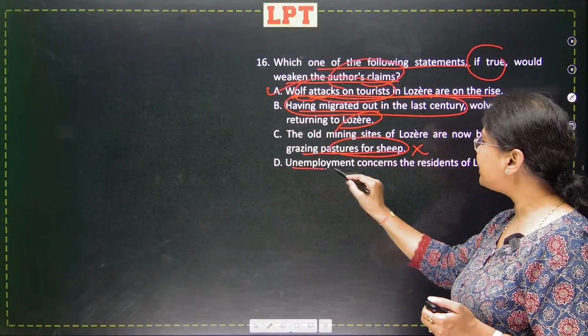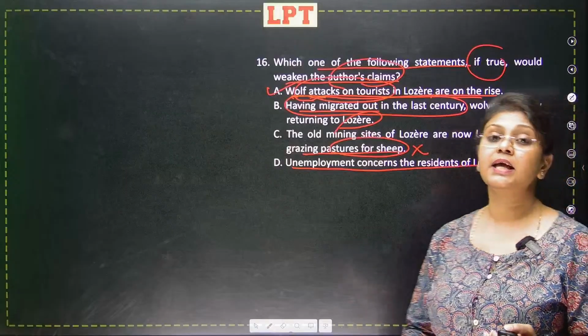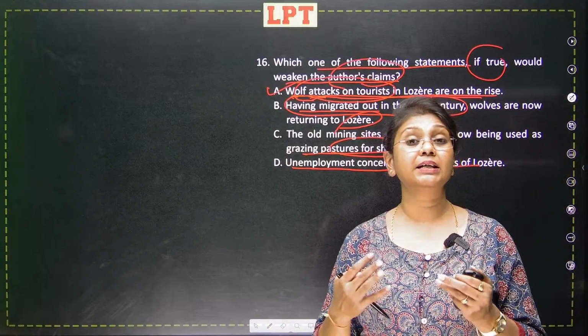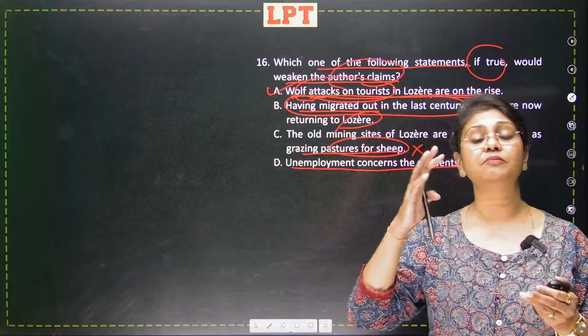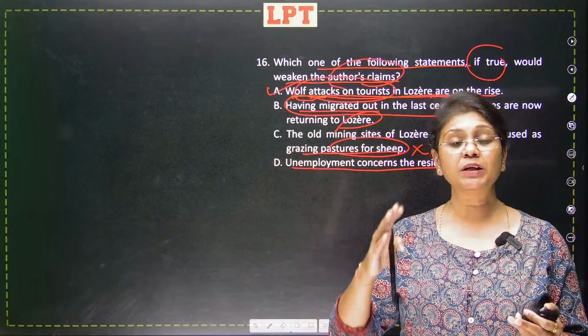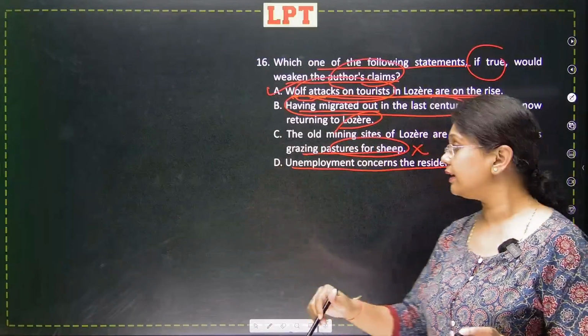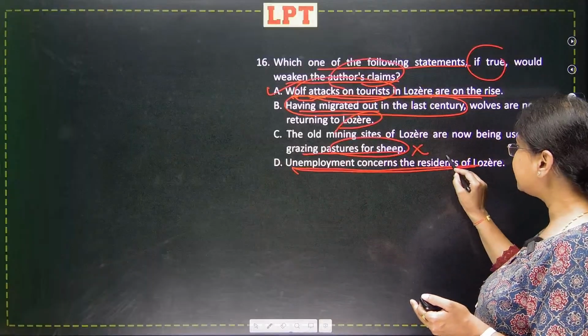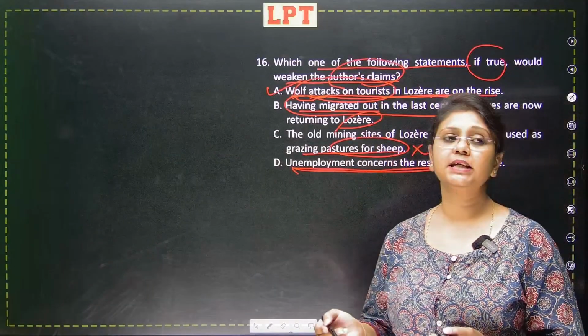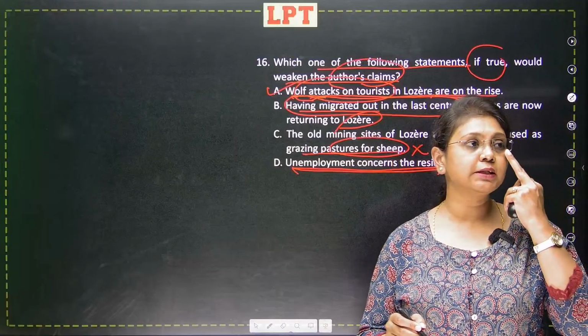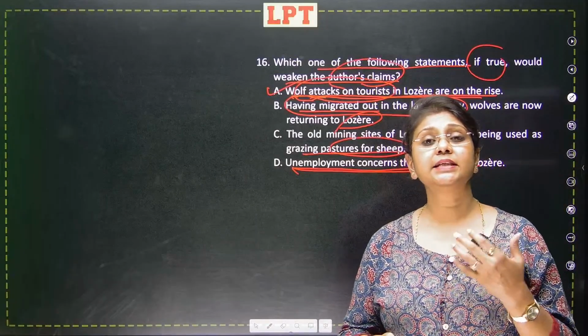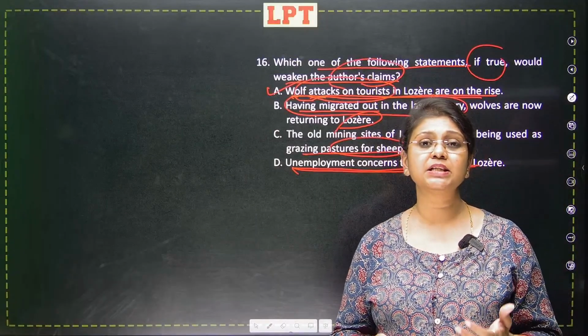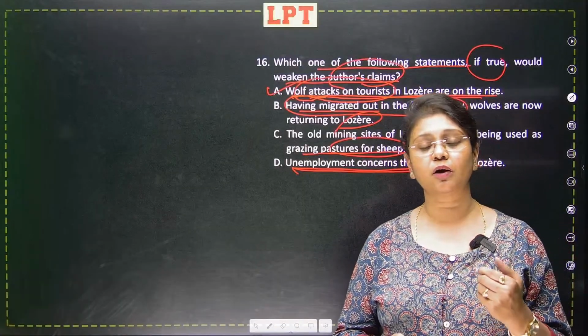Now, unemployment concerns the residents of Lozère. Had unemployment been the concern of the residents, they would not have depopulated the area. So when you talk about depopulation of an area, even this option is eliminated. So the answer is A. Good, Anirban, that was the correct answer choice. Guys, this is how you are supposed to solve the RC. So we have solved a few questions of VA.